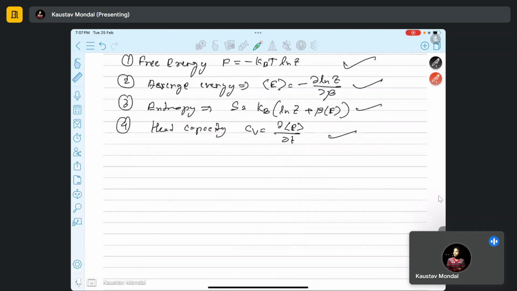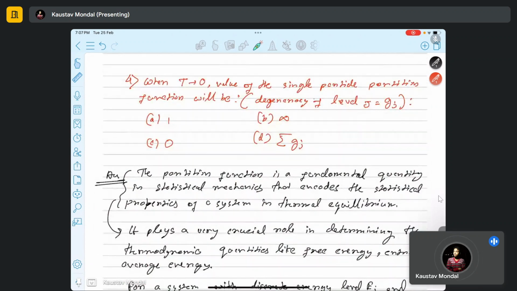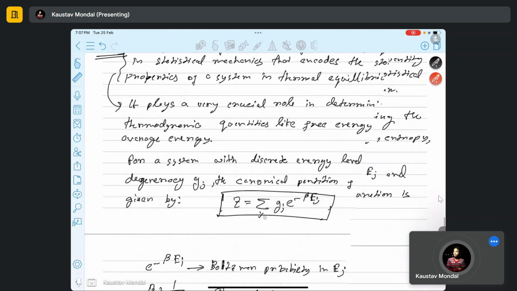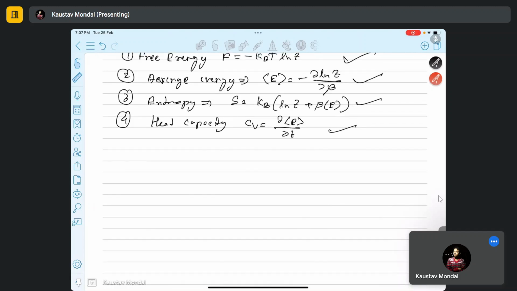Now for our problem, what we have been asked to do is to calculate, for a single particle, what would be the partition function at T tends to 0. So how can we do that? We already told you that Z is equal to the summation over j of gj e to the power minus beta Ej.